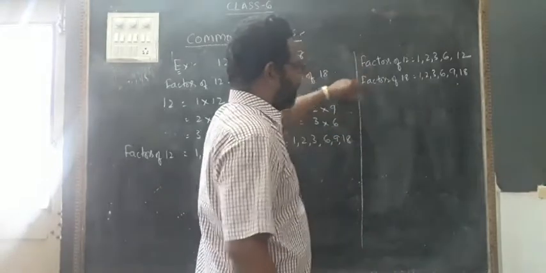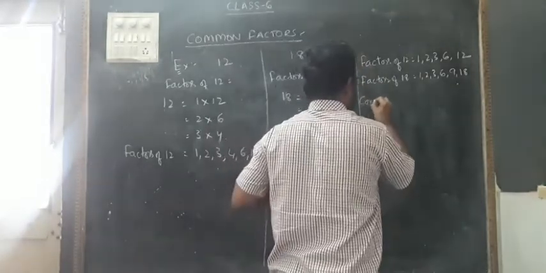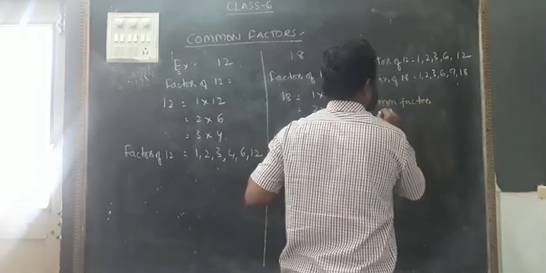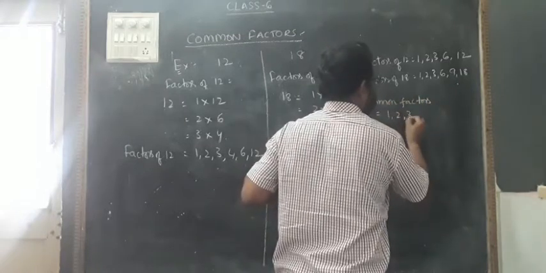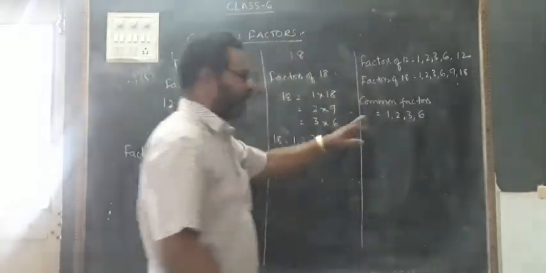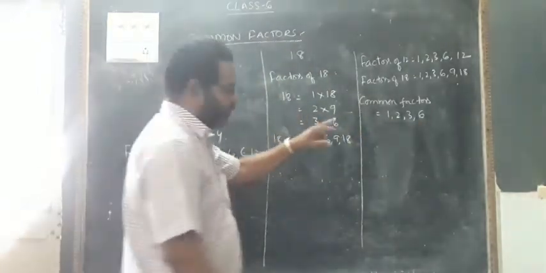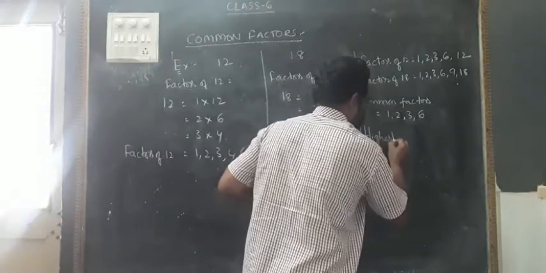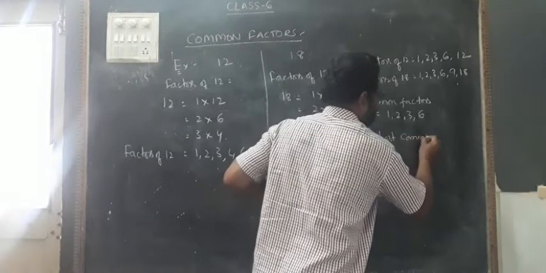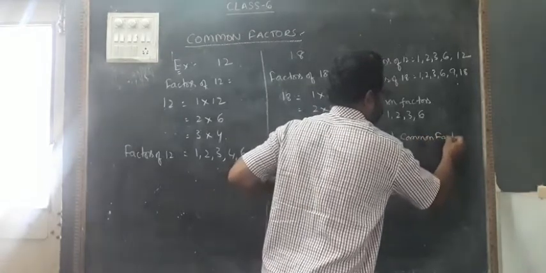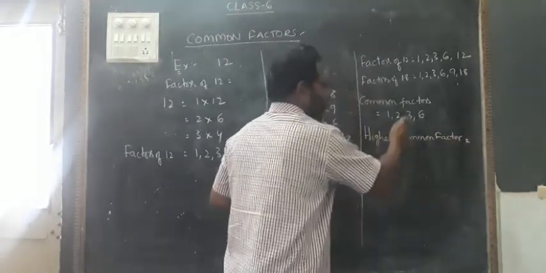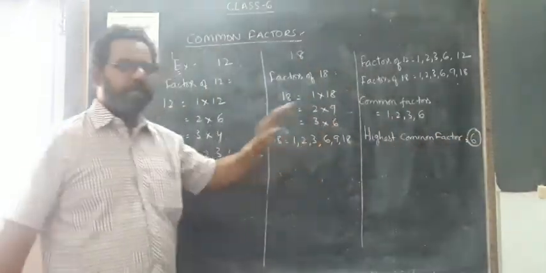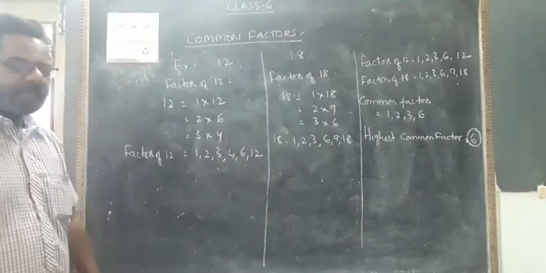In those two, if you find the common factors of 12 and 18, they are 1, 2, 3, 6. These are the common factors. In those common factors, we can find the highest common factor. Which is the highest common factor? 6 is the highest common factor.